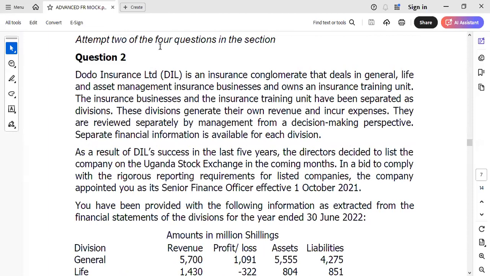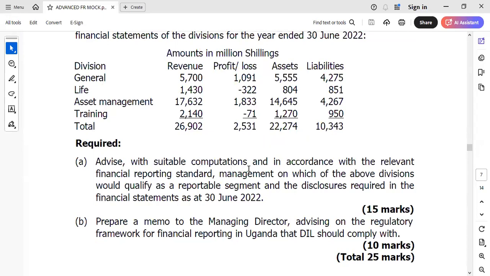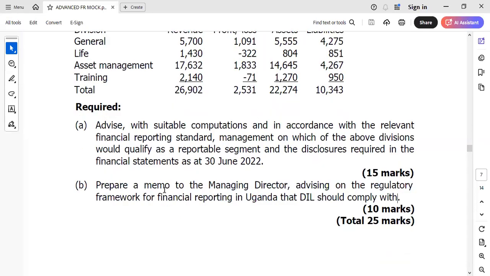Yes. Question 2, we are told that on the required part A, we are told to advise with suitable computations and in accordance with the relevant financial reporting standard. We advise management on which of the above divisions would qualify as a reportable segment, and the disclosures required in the financial statements at 30th June 2022.